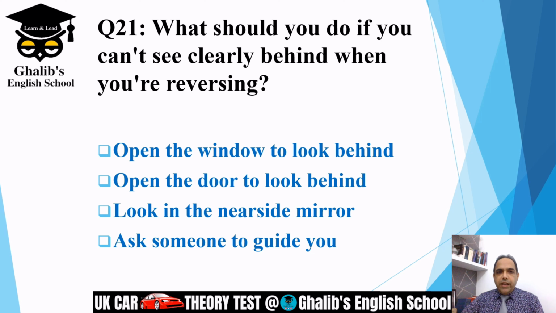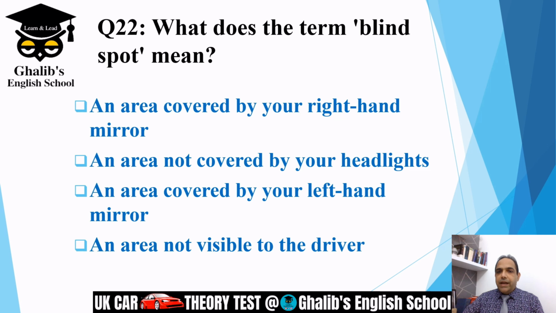Question 21. What should you do if you cannot see clearly behind when you are reversing? You are reversing your car and you cannot see clearly behind. What should you do? Open the window to look behind, open the door to look behind, look in the nearside mirror, or ask someone to guide you. So the correct option is ask someone to guide you so that you shouldn't hit someone.